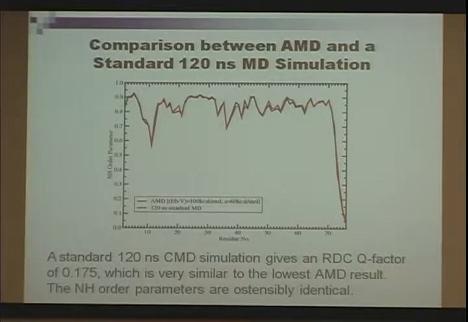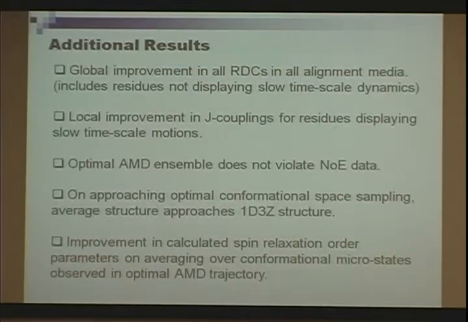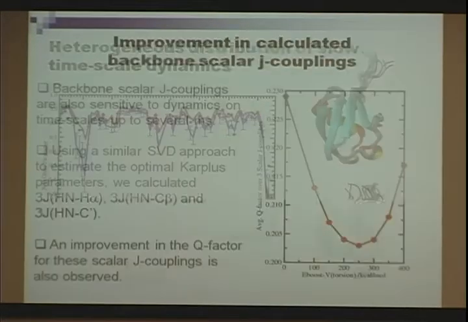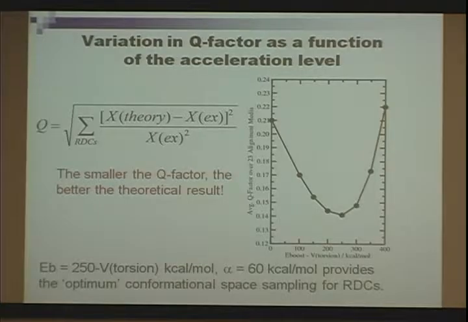Now, in order to rigorously prove this, we ran a very long standard classical MD simulation of ubiquitin. By the time we got out to 120 nanoseconds, when we did our RDC Q factor analysis, we ended up with a value of 0.175. And if we go back, at our lowest acceleration rate, we actually get a Q value of 0.17. So it looks like at the lowest acceleration level, we're actually seeing the equivalent of 120 nanoseconds of standard classical molecular dynamics.